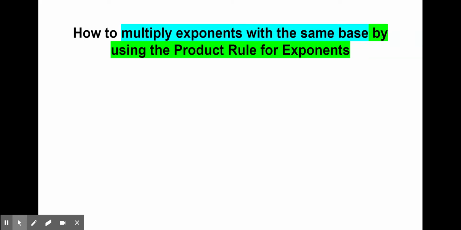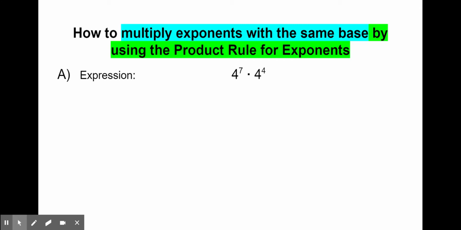Now let's go over how we can multiply exponents with the same base by using the product rule for exponents. Here's our example. We have 4 to the 7th power times 4 to the 4th power. So in this case, we have 4 as our bases, right? And those are multiplying. They're the same base multiplying. And our exponent for the first 4 is 7, and then our exponent for that second 4 is 4. So we're multiplying exponents with the same base.